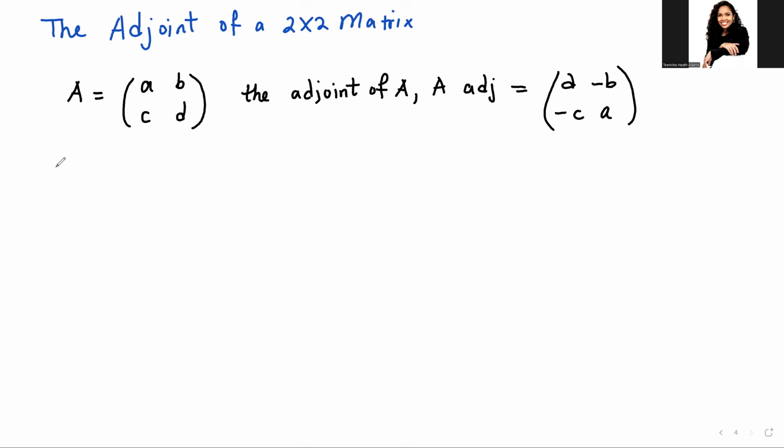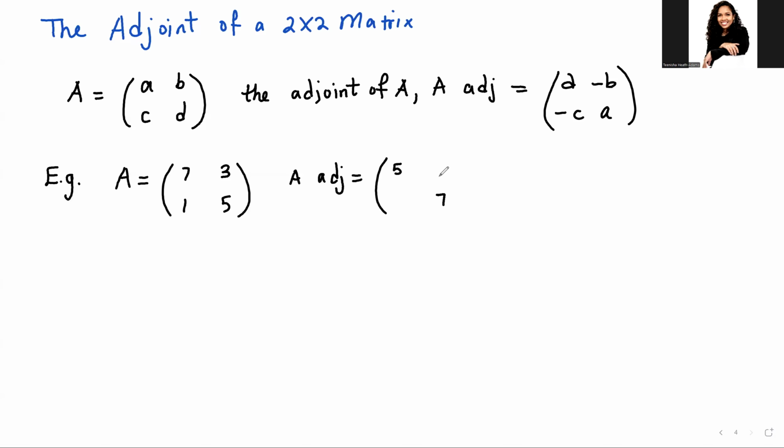So let's look at that in an actual example. Let's say you have a matrix A equal to 7, 3, 1, 5. Well, A adjoint would be equal to, you swap 7 and 5, so you'll have 5 here and 7 here, and then you change the sign of B and C. So you change the signs of the remaining elements.